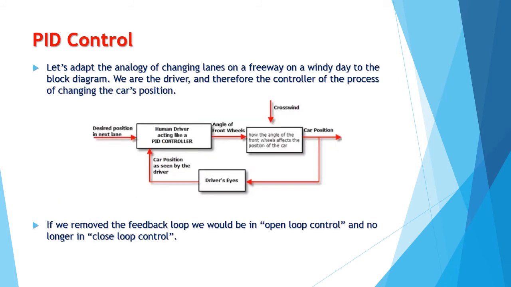Let's adapt the analogy of changing lanes on a freeway on a windy day to the block diagram given. We are the driver and therefore the controller of the process of changing the car's position. Notice how important closing the feedback loop is. If we remove the feedback loop, we would be in an open loop control and would have control on the car's position with our eyes closed. So as you can see, a closed loop control is very important.